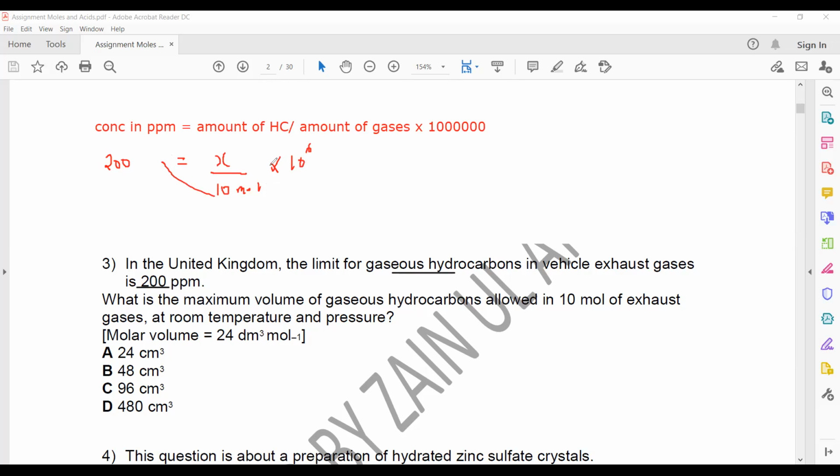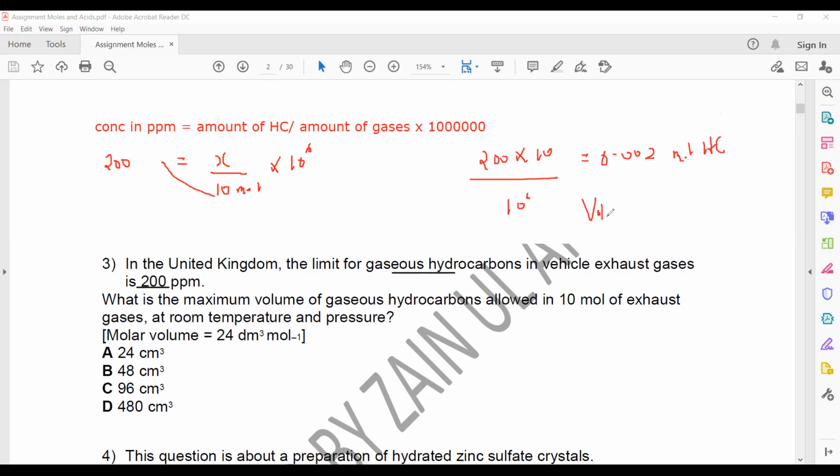So 10 will be multiplied, and 10 exponent 6 will be divided. So it will be 200 multiplied by 10 divided by 10 exponent 6. So what we get is 0.002 moles of hydrocarbon. But in the question, we don't need moles. In the question, we need volume. So to convert moles into volume, we'll multiply by molar volume, which is 24.